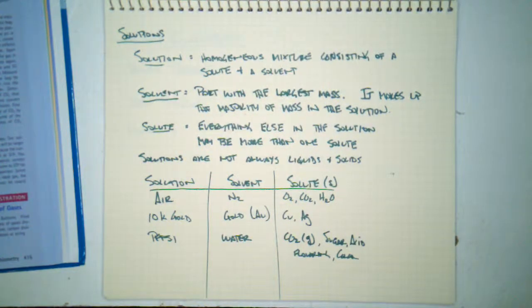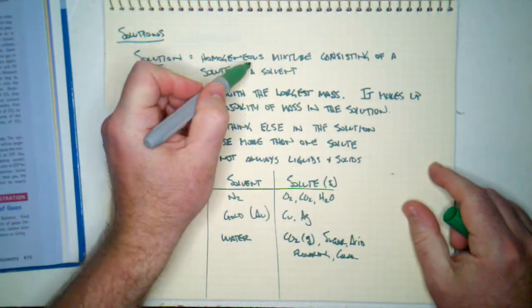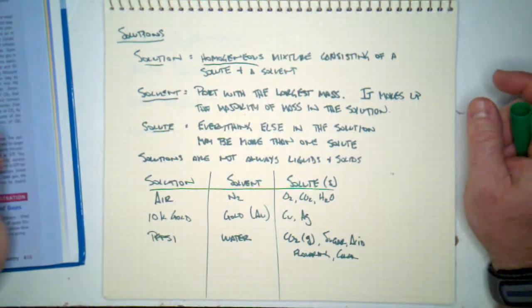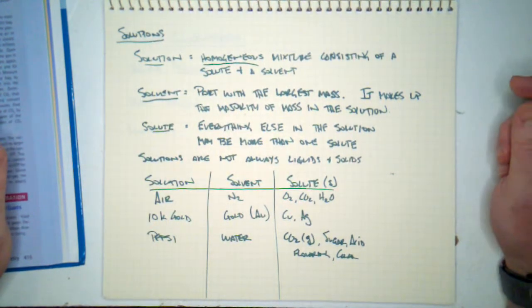Let's talk about solutions. Define some terms and describe what we mean by a solution. Solutions are homogeneous mixtures consisting of a solute and a solvent. Okay, what's a solute, what's a solvent?